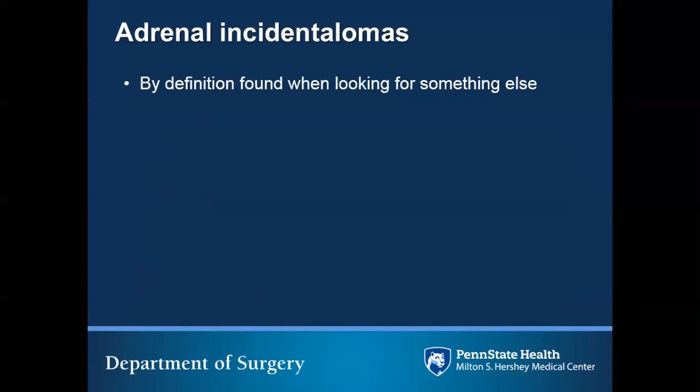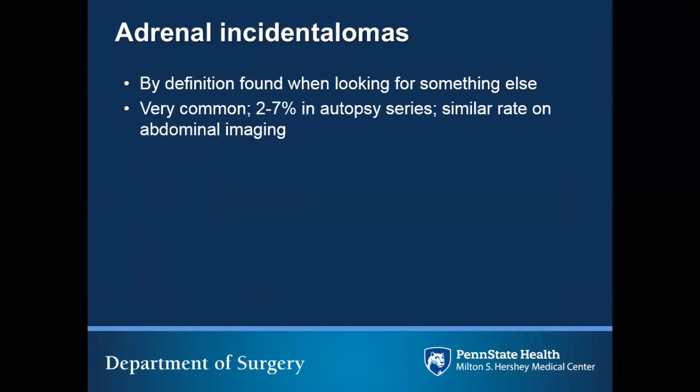So adrenal incidentalomas, or incidentally identified adrenal lesions, are certainly something that we will deal with, frankly, most commonly. By definition, it means that you have found this lesion when you are looking for something else. So you're doing a scan for abdominal pain or a kidney stone or any number of causes, and you find an adrenal lesion. They are actually relatively common. You'll see quoted numbers anywhere from 2 to 7%. We see that on imaging, as well as in autopsy series.